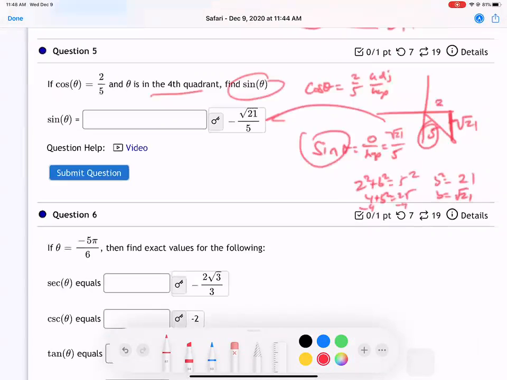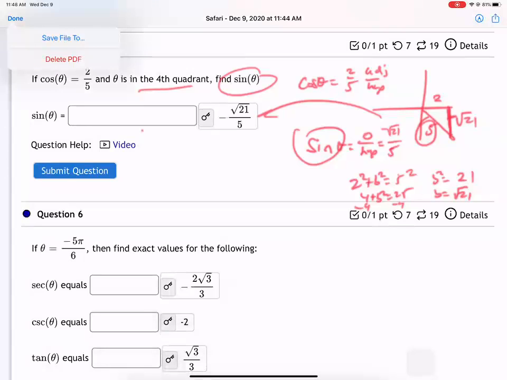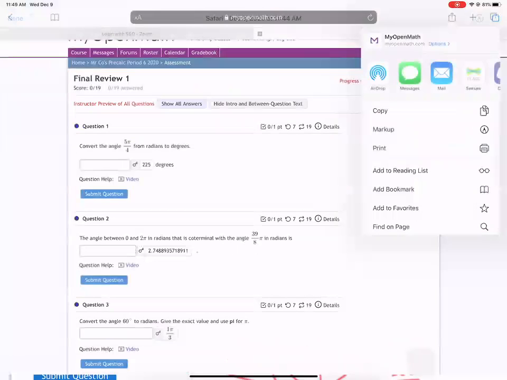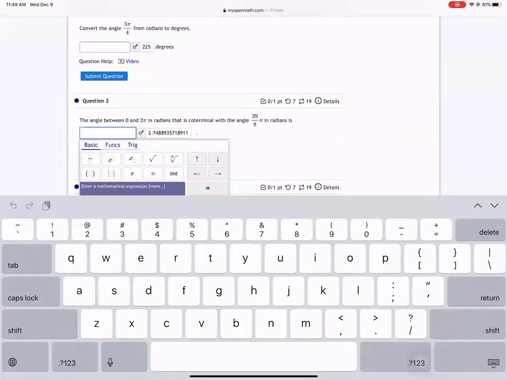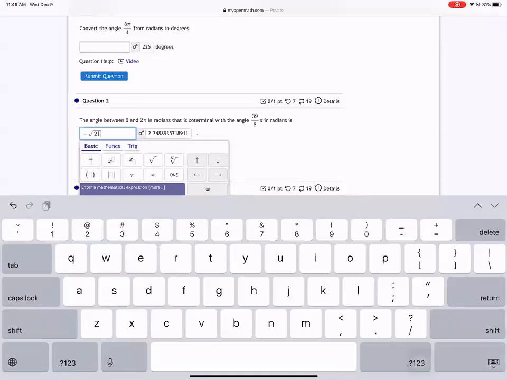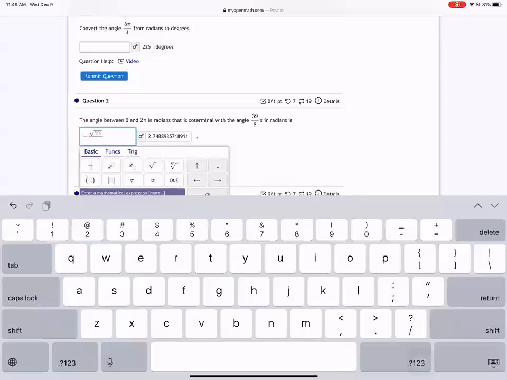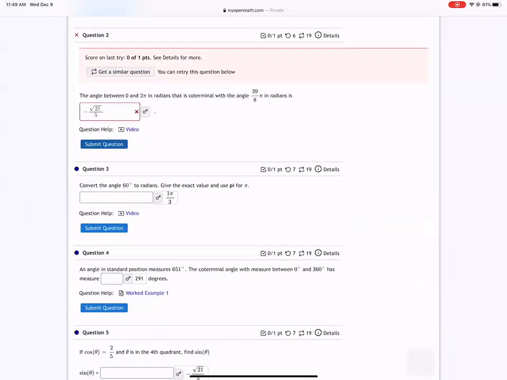Now, the cool thing is that once I submit this question, let's say I wrote square root of 21 over 5. If I write negative square root of 21 divided by 5, okay, enter. Remember, we can always submit the question and they'll tell us we got it right or wrong. In this case, it told us we got it wrong. Why? I don't know why.